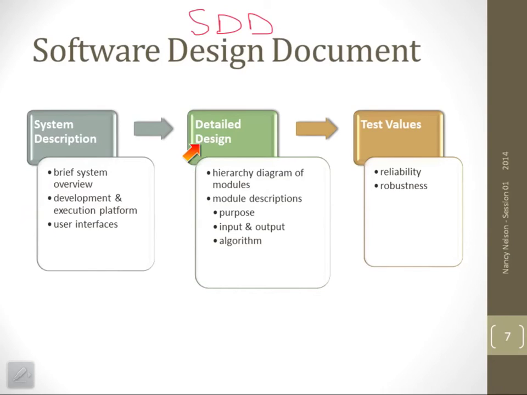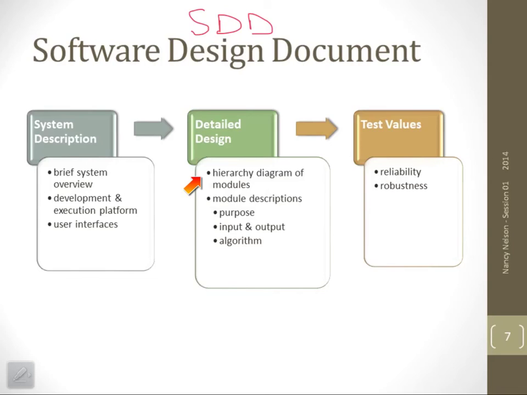In terms of our detailed design, we're going to see now that breakdown of all the subtasks, and that's usually in the form of what's called a hierarchy diagram. And it's going to show the relationship between the main task and all the subtasks, which are the ones where all the work actually gets done.